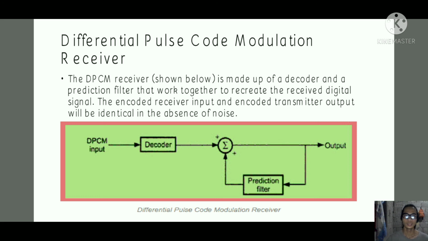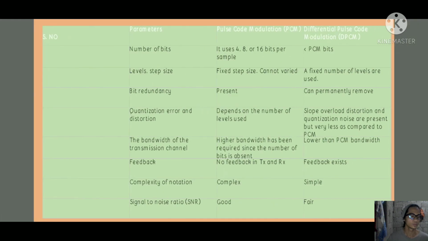That is, the decoder will recreate the original signal, quantized first, as a result of the quantization error q of nTs, which is permanently introduced in the reconstructed signal. The signal at the receiver varies from the real signal. This is the table of comparison of PCM and DPCM.